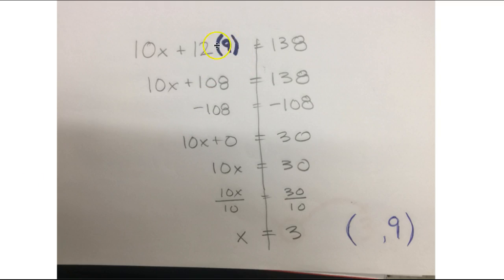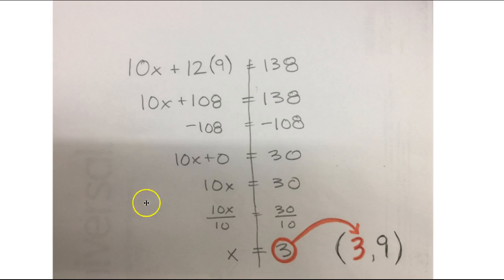Then I start doing my math. So I multiply 12 times 9, I get 108. I work this out, you can see all the steps, and I get x equals 3. Cool. Well, that 3 is the x coordinate of my coordinate pair solution, 3, 9.